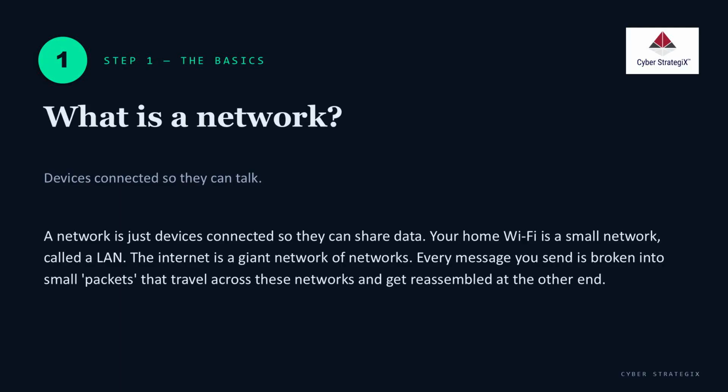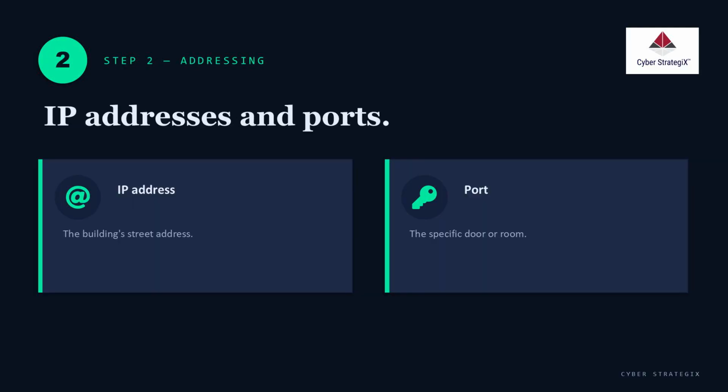Let's start simple. A network is just a group of devices connected so they can share information. Your home Wi-Fi is a small local network, or LAN. The internet is simply a vast network of networks, all linked together. And when you send anything, a message, a photo, a web request, it gets broken into small chunks called packets that travel separately and are reassembled at the other end. That's the whole idea.